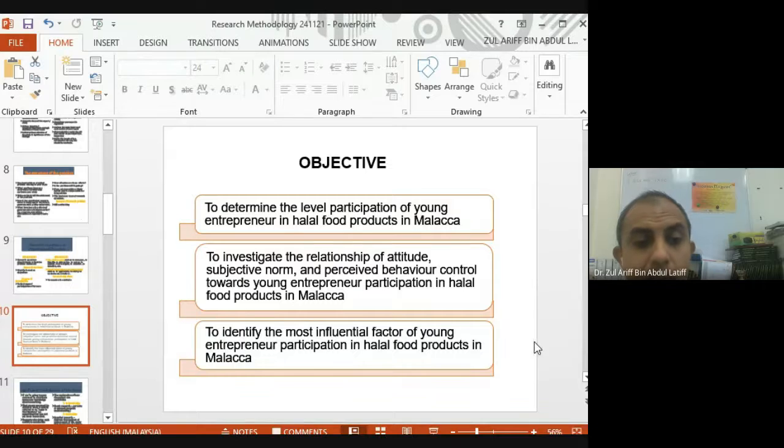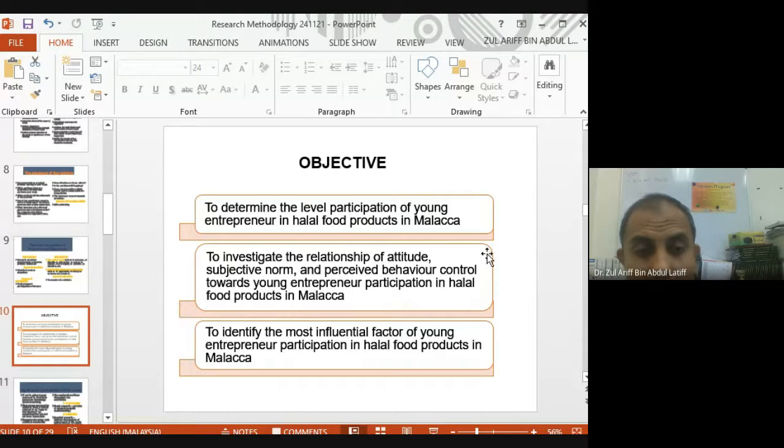young entrepreneurs in halal food products in Malacca, to investigate the relationship of attitude, norms, and perceived behavior control toward young entrepreneurs participating in halal food products. If you see here, attitude, subjective norm, and perceived behavior control are from a framework which we call the Theory of Planned Behavior from Ajzen 1991. So here we are looking at the relationship of these three IVs towards young entrepreneur participation. Participation will be the DV. The DV depends on the IV.